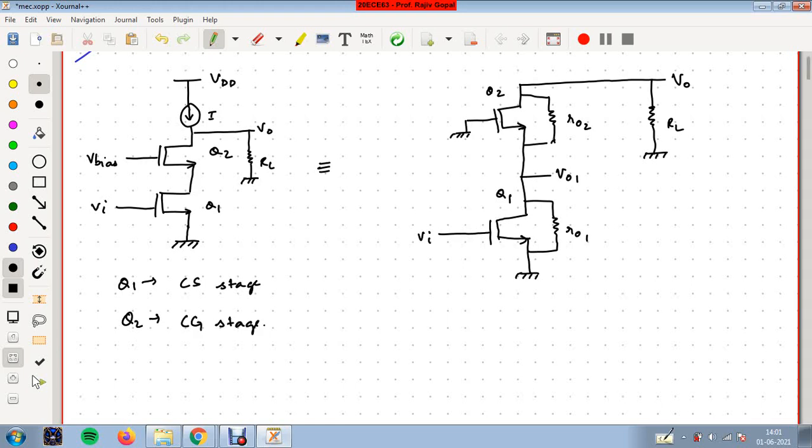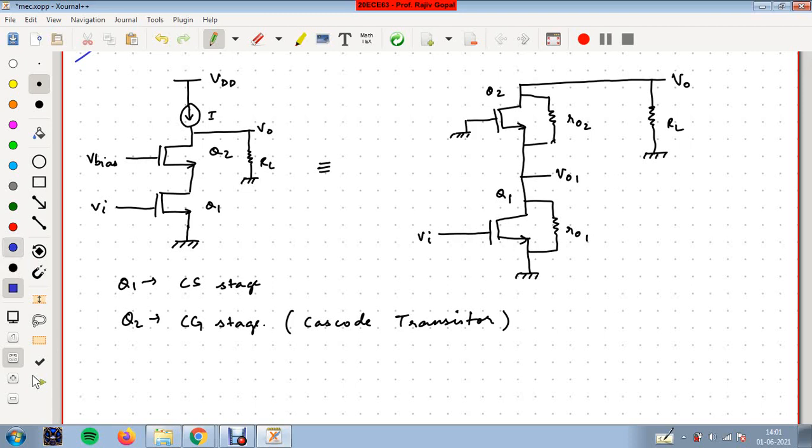Also called the cascode transistor. So what we do now is we'll find out some input impedance and output impedances so that you can understand how exactly by adding a common gate transistor, or a cascode transistor, my output impedance and gain are improving.